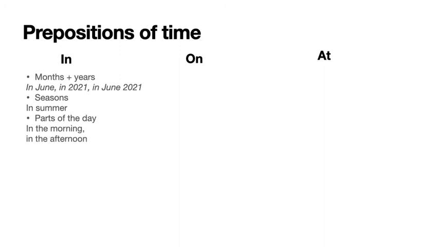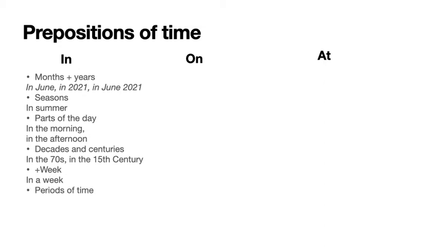I use in with months and years, either alone or together: in June, in 2021, in June 2021. Seasons: in summer, in winter. With the parts of the day, basically every single part of the day except the ones we're going to see with at. Decades and centuries. When I refer to frequency, in a week. With periods of time, for example, in the past, in a moment, in an hour.